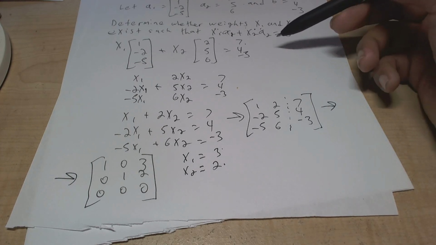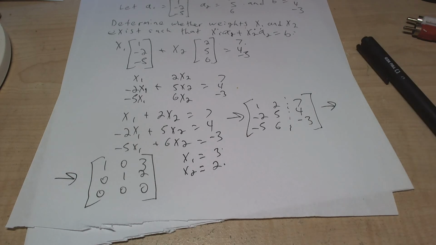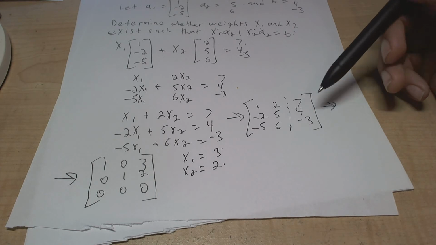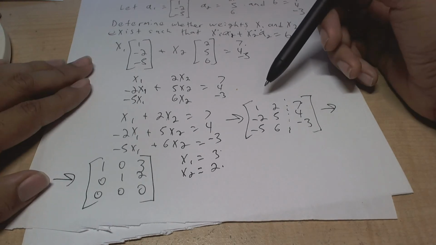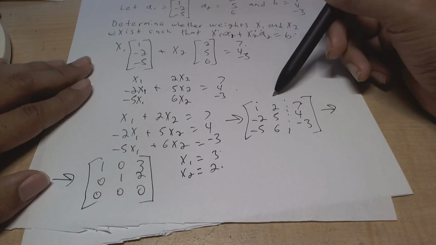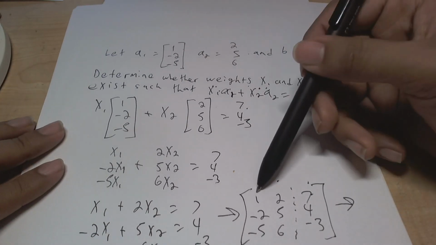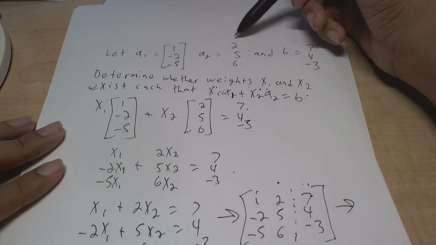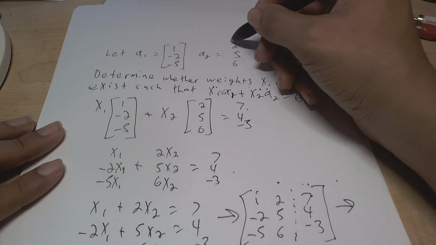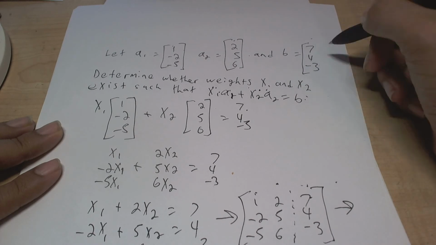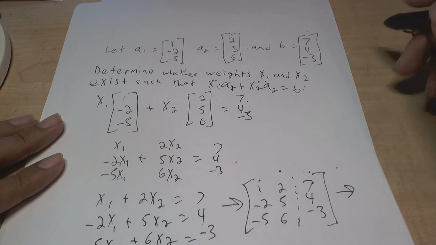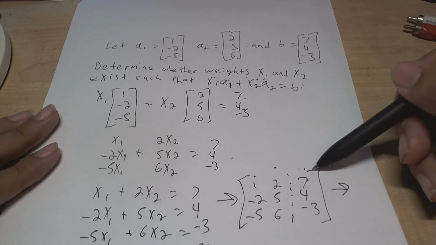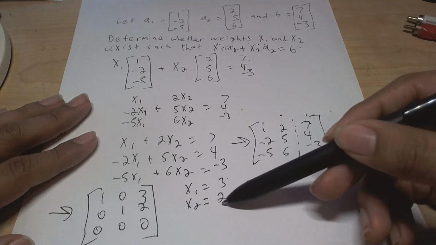Now, notice when we've written out our augmented matrix right here, you see that it is just the vectors a sub 1, a sub 2, and b. Right here, see? A sub 1, a sub 2, and b. So that means we could have just skipped the first 3 steps and just written it down as such, and then followed through to get this result.